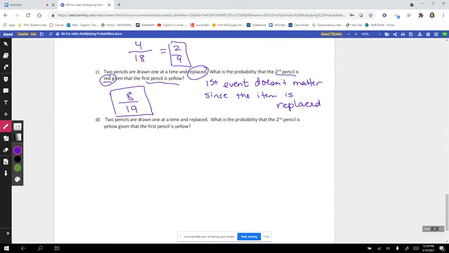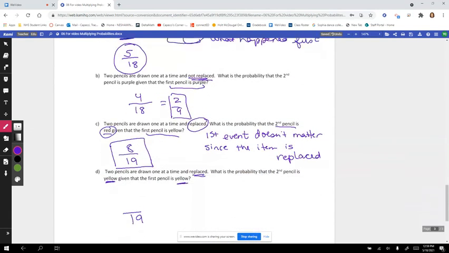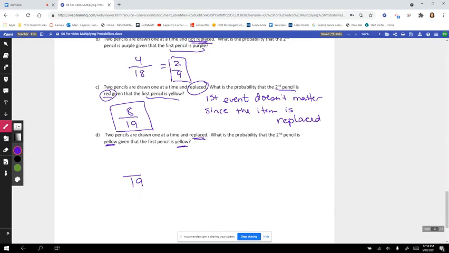All right, let's look at our last one for today. 2 pencils are drawn one at a time and again replaced. So again, it doesn't matter what happens first because we put it back. What's the probability of that second pencil being yellow, given that the first pencil is yellow? Pick that yellow pencil, put it back. Again, now I'm back to 19 pencils. And if I go and look and I started with 6 yellow pencils, I still have 6 yellow pencils in the bag because I replaced it. And that's my final answer, that's 6/19.